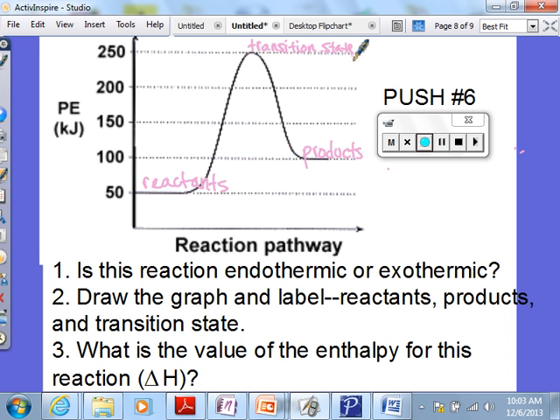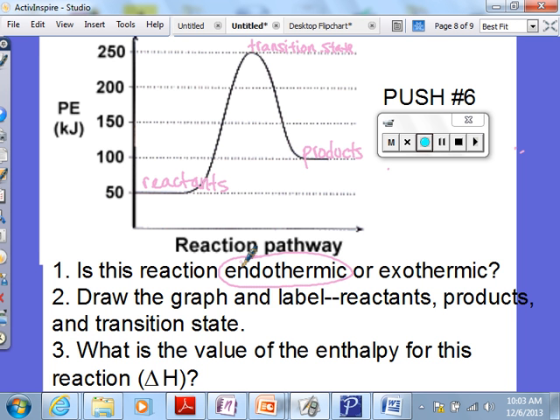Okay, so how much energy do the reactants have? 50, and the products have how much energy? 100. So, which one has more energy? Product. How much more energy do the products have? 50. So we had to gain 50 to get from the reactants to the products, right? So we had to take in energy to go from 50 to 100. So this reaction has to be endothermic. For us to get from 50 to 100, we had to take in energy.